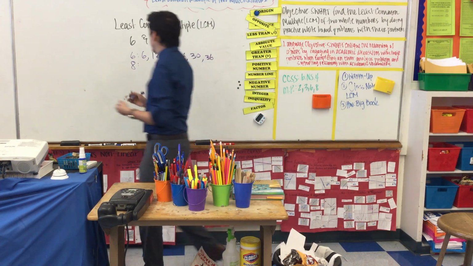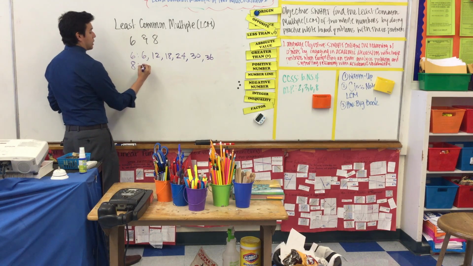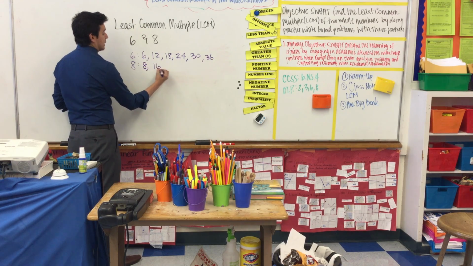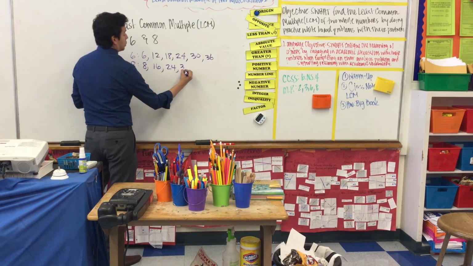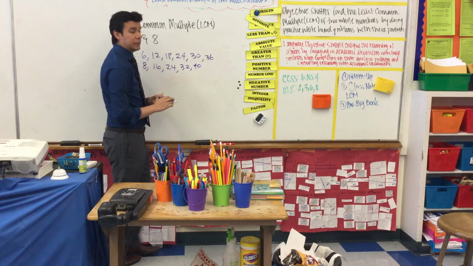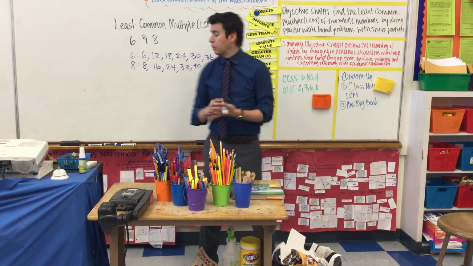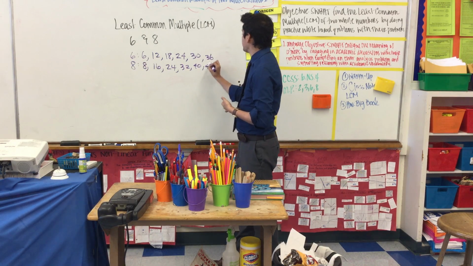Let's look at the multiples of 8. 8 times 1 is 8, 8 times 2 is 16, 8 times 3 is 24, 8 times 4 is 32, and then 8 times 5 is 40. You could keep on going, like I said, then it will be 48.